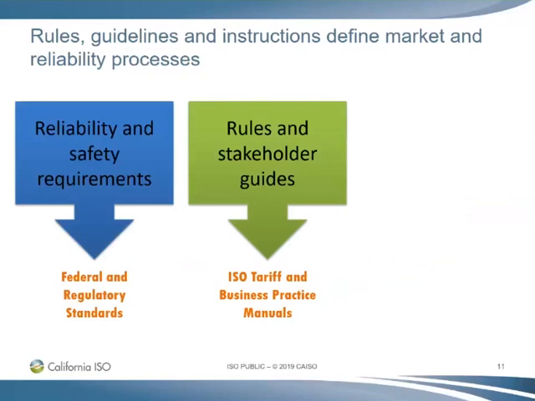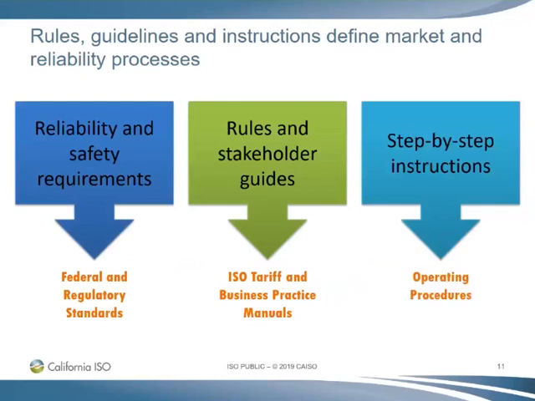To ensure accuracy and clarity of the BPM, we have a systematic and publicly transparent change management process called our Proposed Revision Requests, or PRRs, which include monthly meetings to discuss submitted change requests. Operating procedures guide the critical step-by-step actions of control room tasks. Some of these procedures are posted on our website, while others are confidential.